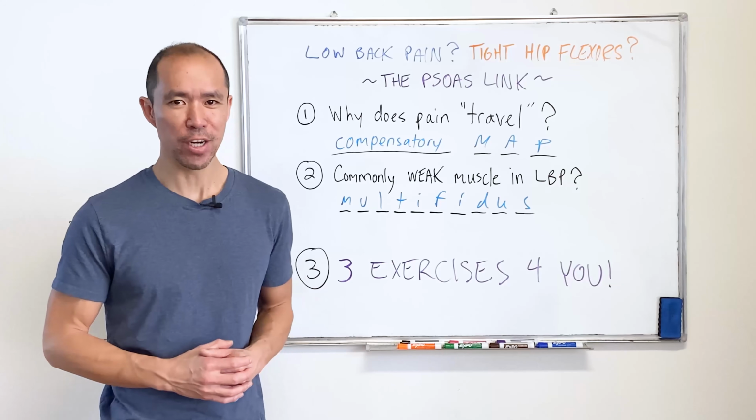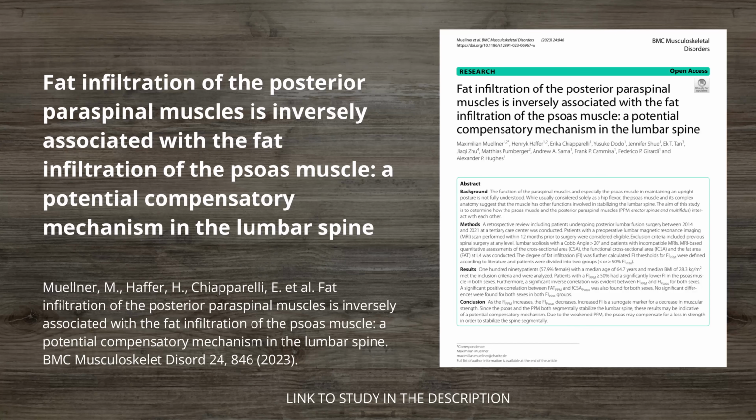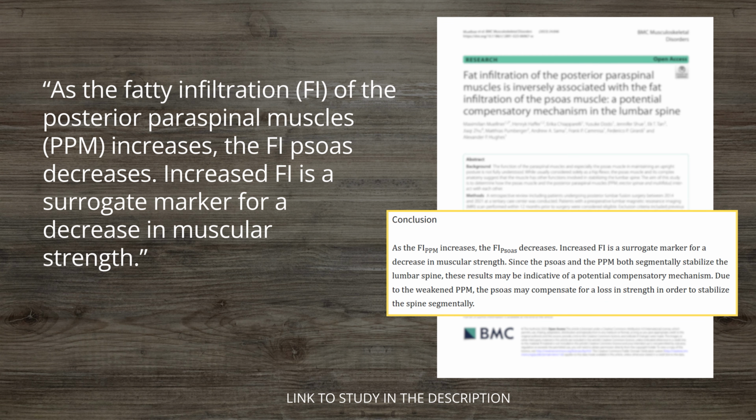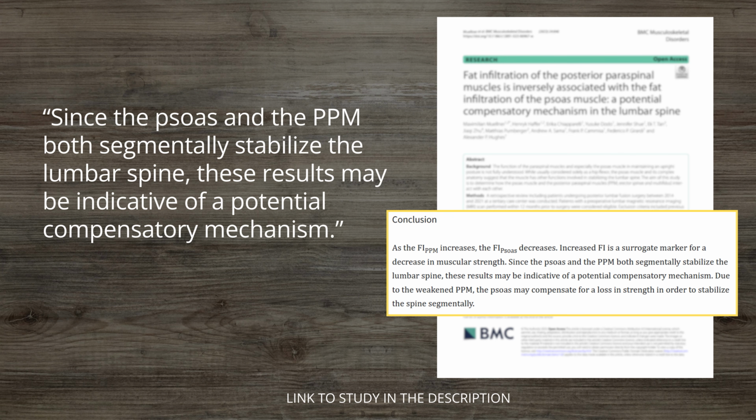And while I've been saying this for years now, the research is starting to catch up. For example, this study titled Fat Infiltration of the Posterior Paraspinal Muscles Is Inversely Associated with the Fat Infiltration of the Psoas Muscle, a Potential Compensatory Mechanism in the Lumbar Spine. And what these researchers found was that as the fatty infiltration of the posterior paraspinal muscles, which includes the multifidus, increases, the fatty infiltration of the psoas decreases. Increased fatty infiltration is a surrogate marker for a decrease in muscular strength. Since the psoas and the posterior paraspinal muscles both segmentally stabilize the lumbar spine, these results may be indicative of a potential compensatory mechanism.